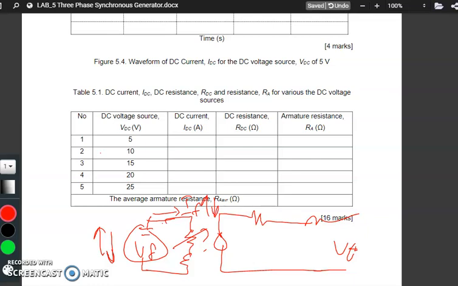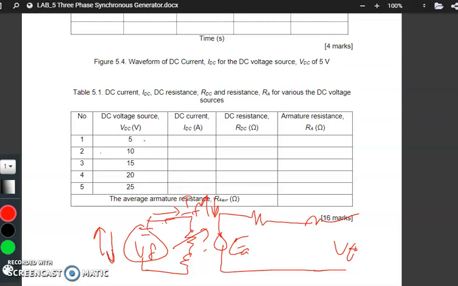When the current is adjusted, the intensity of the magnetic flux at the stator will be adjusted. So we have a different EA. So what we have to do is change our VDC source here from 5 up to 25 volt. So the DC voltage source is adjusted from 5 to 25. Then we measure what the DC current is.